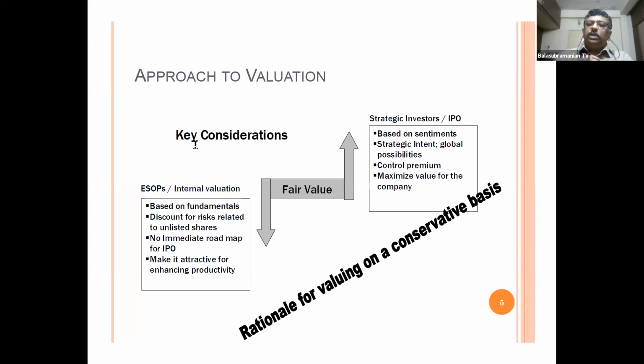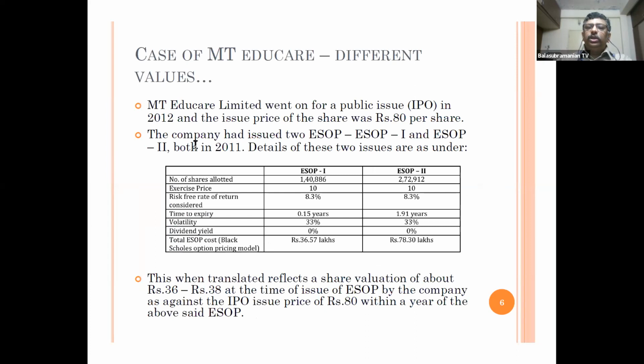Whereas in the case of a strategic investor or an IPO, the whole thing is based on sentiments. If the market is booming, then the valuation could be significantly higher. There is also strategic intent on global possibilities. There can be control premium. So it is for maximizing value to the company. So these are different buckets. The approach to valuation could be different in valuing the same share when you are valuing it for different purposes.